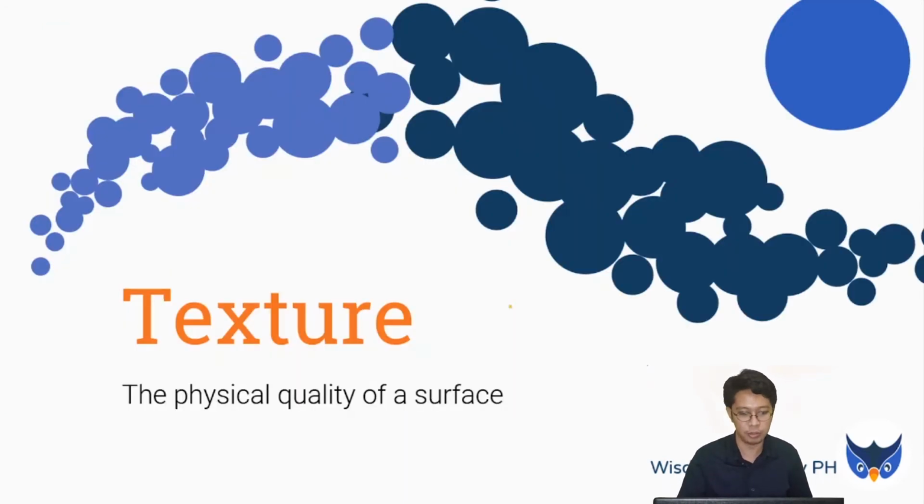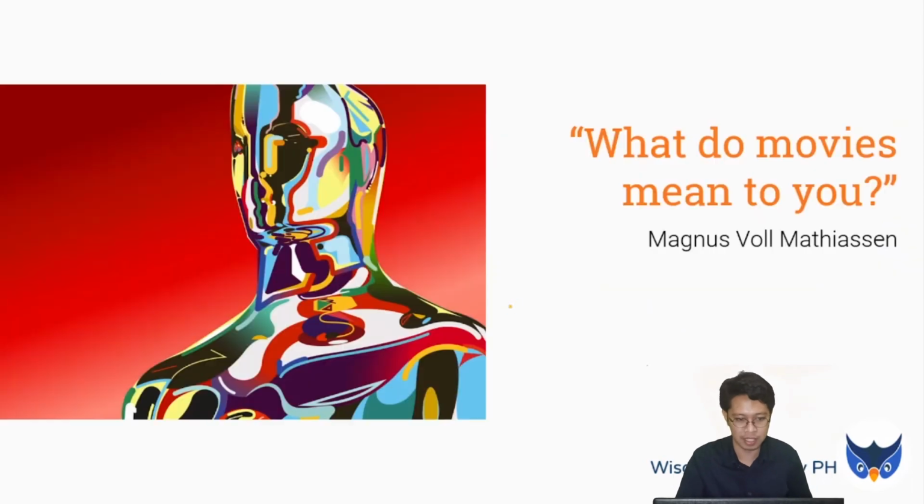So next element that we have is texture. Texture is the physical quality of a surface. So makikita natin na kinda isa to sa mahirap ma-achieve, pero isa to sa magagandang techniques na malaman. So ang dapat mong gawin for texture is, dapat maparamdam mo sa audience mo kung ano yung feeling ng isang object kahit di nila ito hinahawakan. So here are some examples.